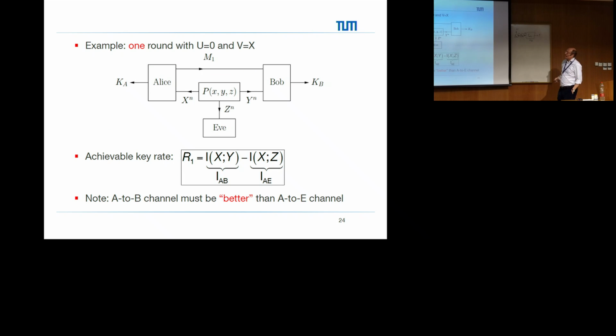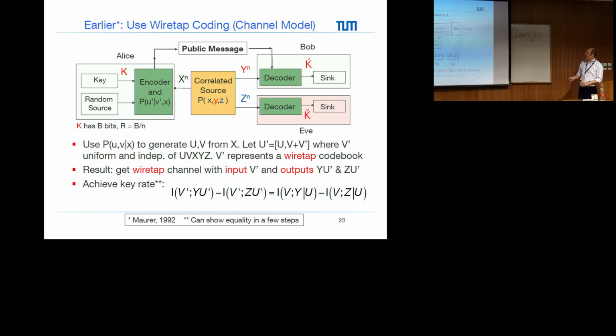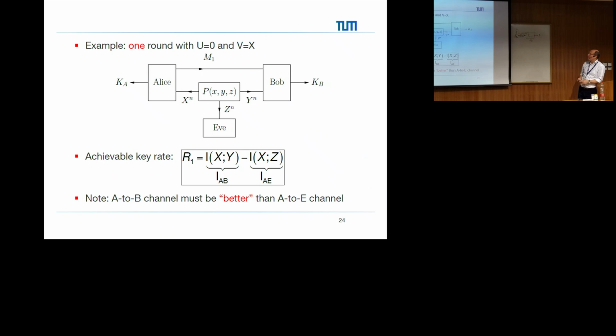Okay, so let's do an example. One round. So this is the one round capacity. It's interesting. You have to optimize over a V and a U. Here it is, one round. And let's just do a simple case. So for many interesting problems, the U can be zero, and we choose V to be X, and then you just get I(X;Y) minus I(X;Z) as your achievable key rate if we're coding in this direction. And you again see that to get positive rate, the channel to Eve must be worse than the channel to Bob.